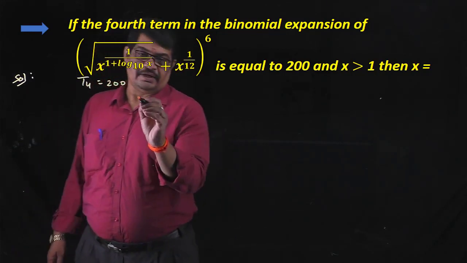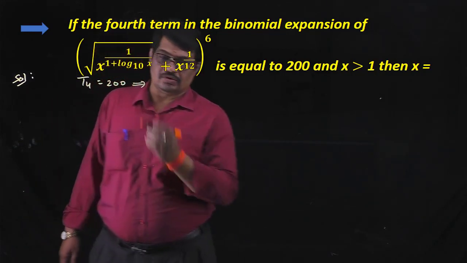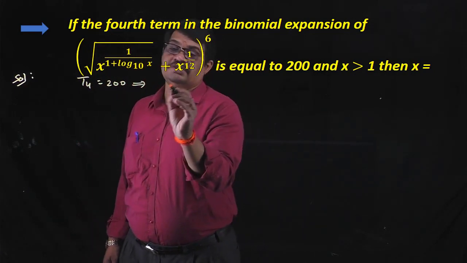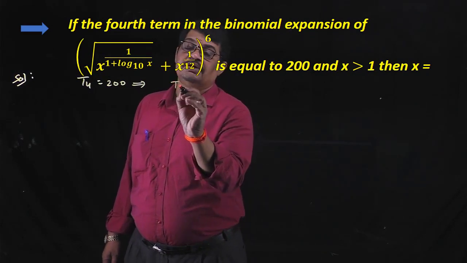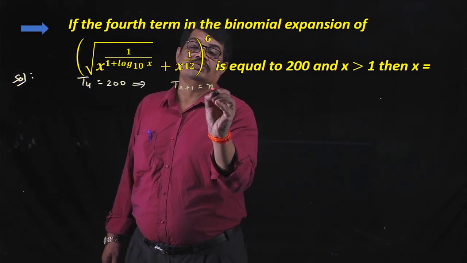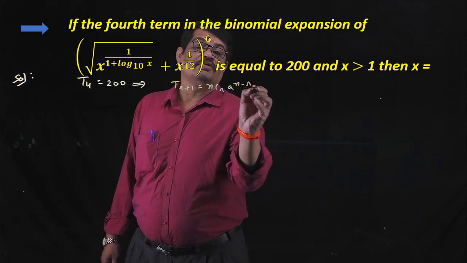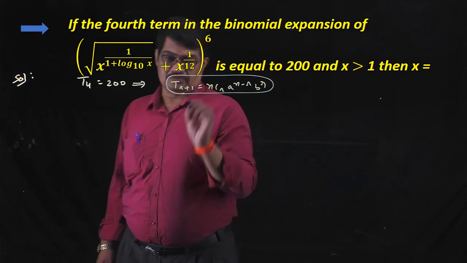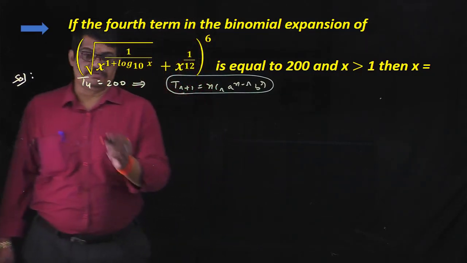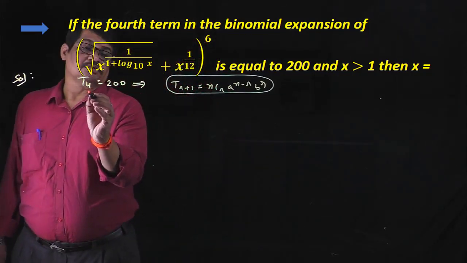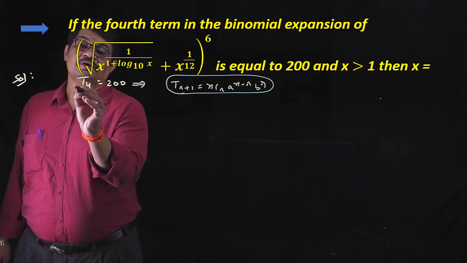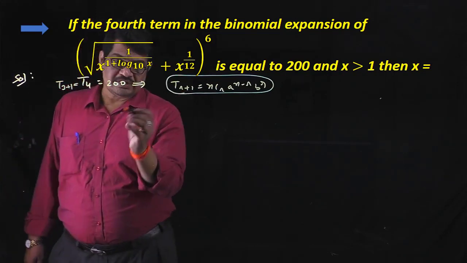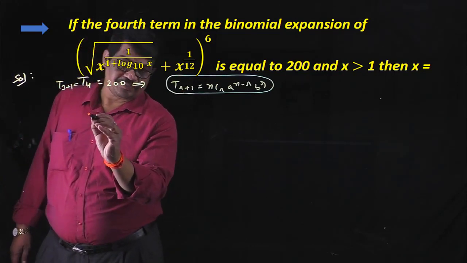Okay, now we are writing the fourth term. What is the fourth term in the given expression? What is the formula? T(r+1) = nCr a^(n-r) b^r. So this is the general term formula. Using that formula, T4 is nothing but T(3+1). So now n here is 6.